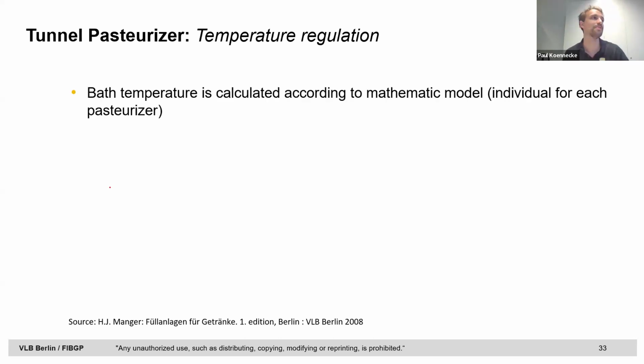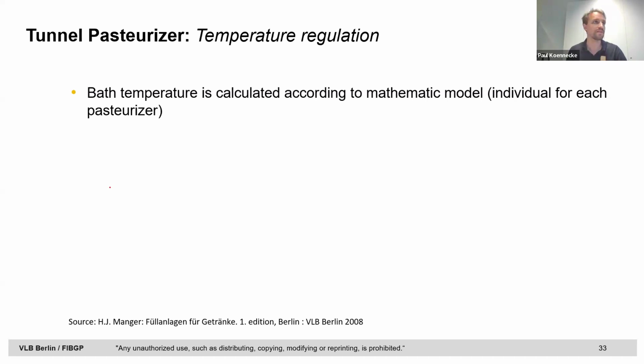So how do you regulate the temperature? As I said, the bath temperature is calculated according to the mathematical model, which is individual for each pasteurizer, which means that you just have to find out with experiments how long it takes for the very cold spot in your bottles, for example, to reach the pasteurization temperature. And this you have to adjust to how fast they are going through and what the temperatures in the different water volumes are. And in the end, when everything is calculated, you can say without looking how many pasteurizing units in your bottles are achieved.